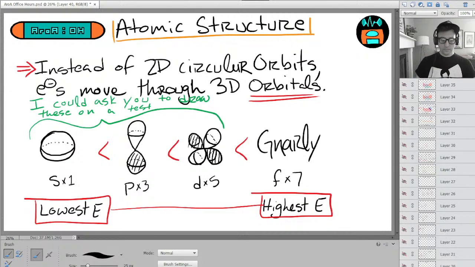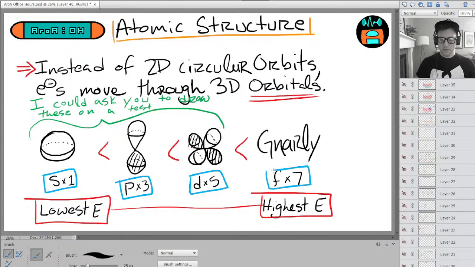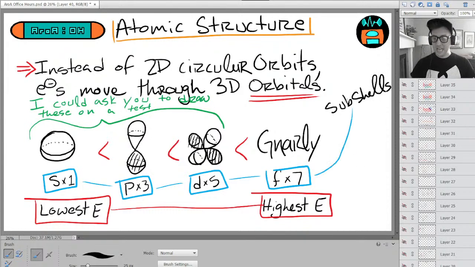Now, one thing to mention before we move on is, these designations, s orbital, p orbital, d orbital, f orbital, these are all called subshells. So the shell is the energy level, right? n equals 1, first shell. n equals 2, second shell. n equals 3, third shell.